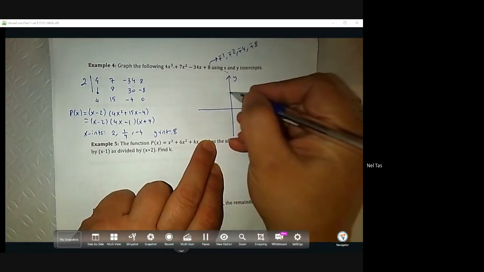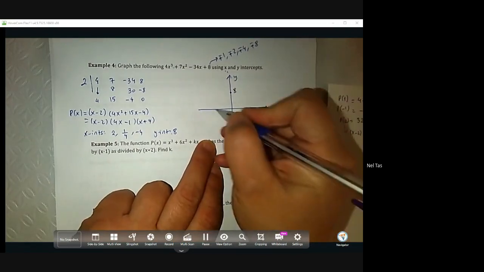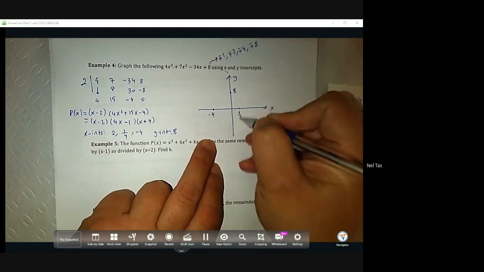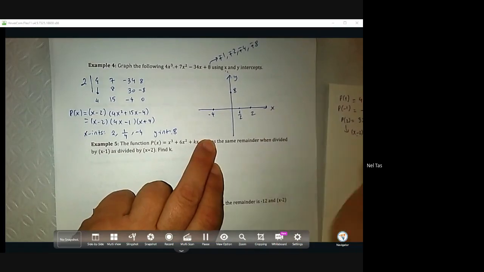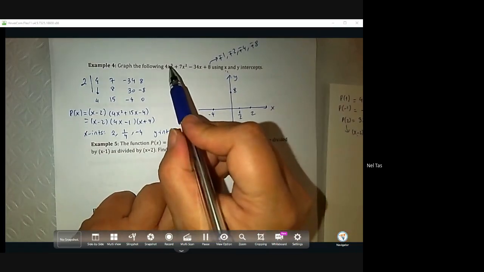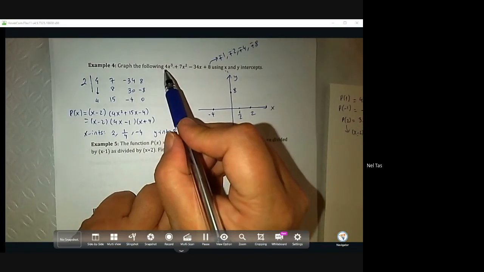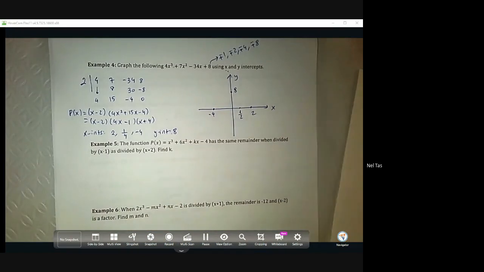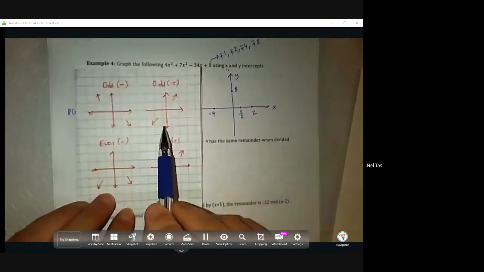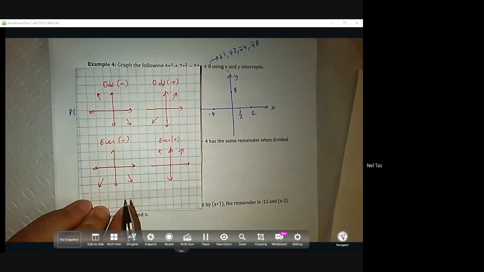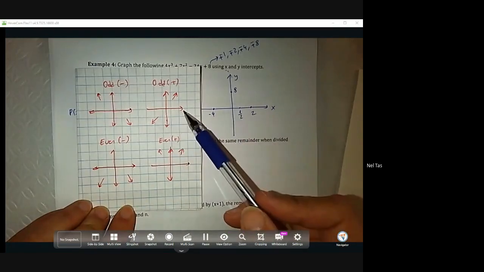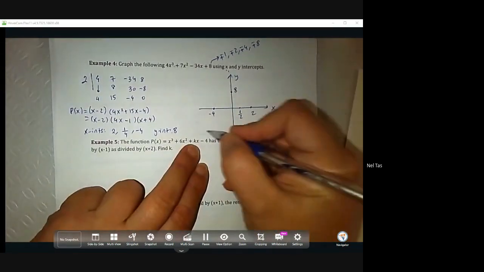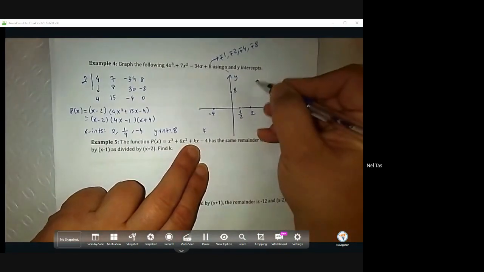So the y-intercept is 8. And the x-intercepts are negative 4, 1 over 2, and 2. Check the degree: odd degree. The leading coefficient is positive. So an odd degree function with a positive leading coefficient goes from quadrant 3 to quadrant 1.